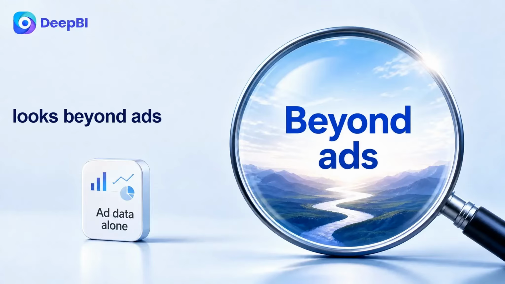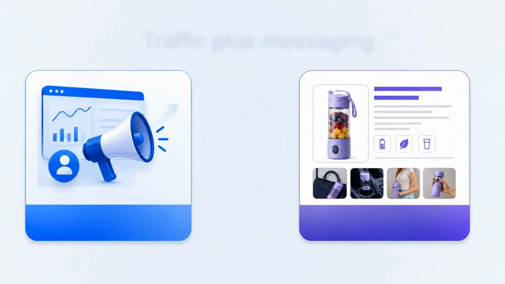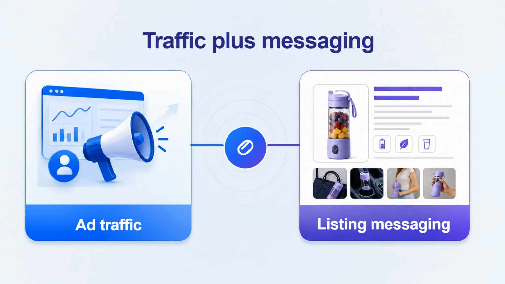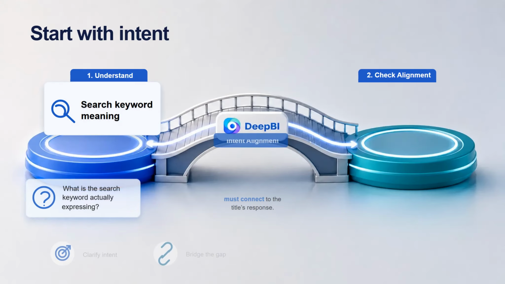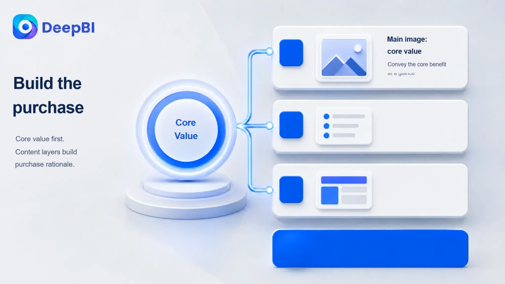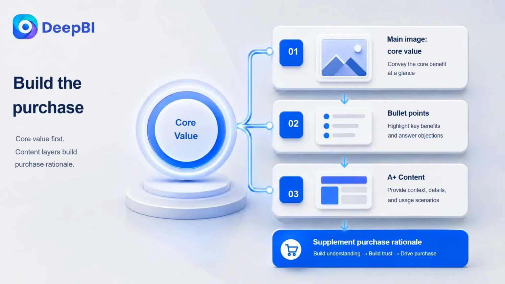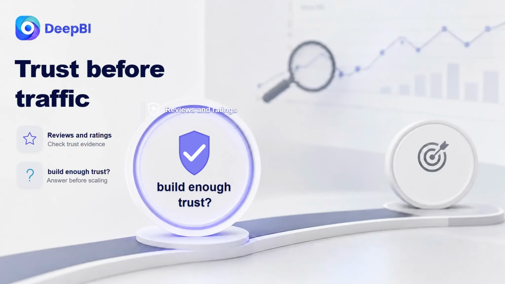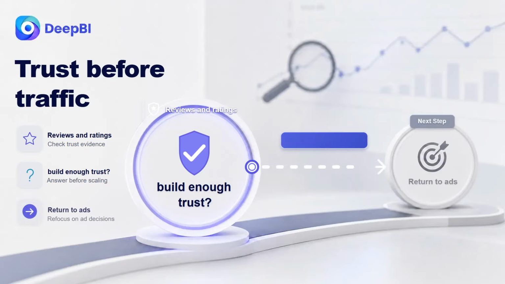DeepBI's diagnostic approach does not look only at ad data. Instead, it starts by analyzing ad traffic together with the listing's messaging. For example, what is the search keyword actually expressing? Does the title respond to that intent? Does the main image quickly convey the core value? Do the bullet points and A+ content supplement the purchase rationale? Do the reviews and ratings build enough trust? Once these questions are broken down, then we return to the ads themselves.